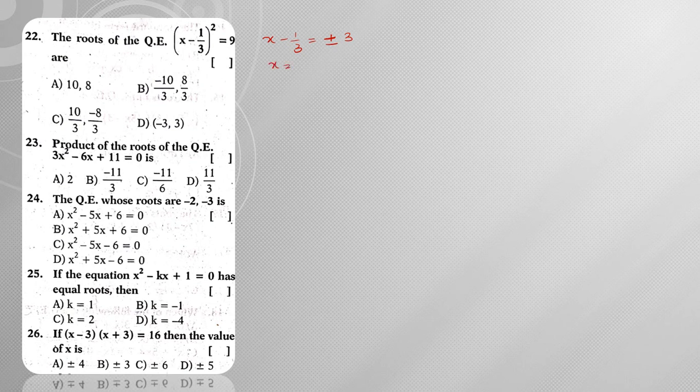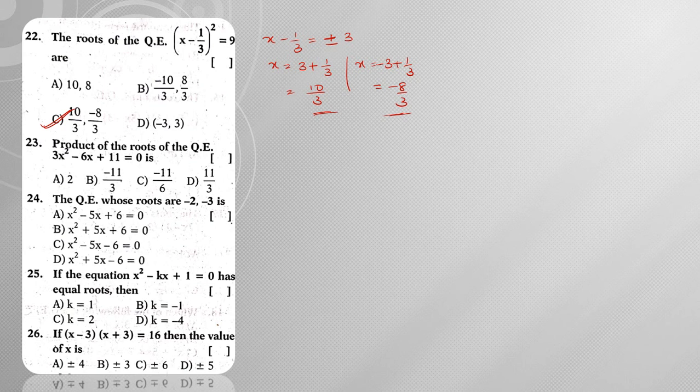Now from this, if I take plus 3, then I can write x is equal to 3 plus 1 by 3, or x is equal to minus 3 plus 1 by 3. Now 3 3s are 9 plus 1 is 10 by 3. 3 into minus 3 is minus 9, minus 9 plus 1 is minus 8 by 3. So there are two roots that are possible: 10 by 3 comma minus 8 by 3. Option C will be my answer. Right. Next, the product of roots of the given quadratic equation.